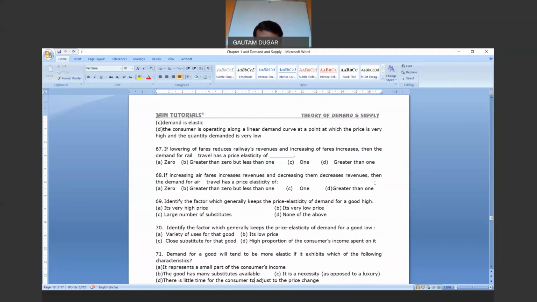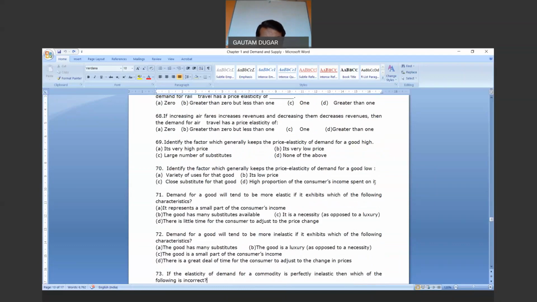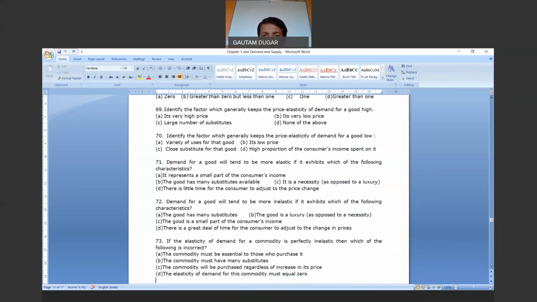Let us come on to 69 onwards. Identify the factor which generally keeps the price elasticity for a good high. Question 69. Identify the factor which generally keeps the price elasticity of a good high. Means elastic. When does it happen? Obviously, in the case of a large number of substitutes, that's the correct answer. These types of questions will come from that portion. Which one? Factors determining elasticity of demand.